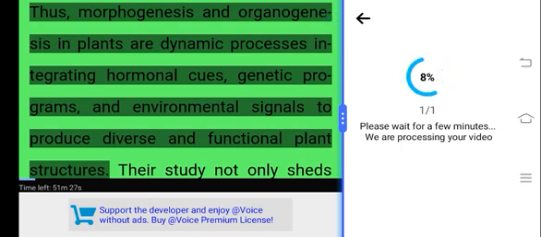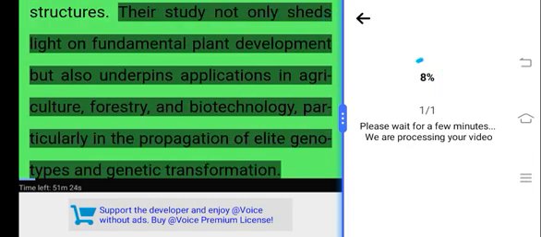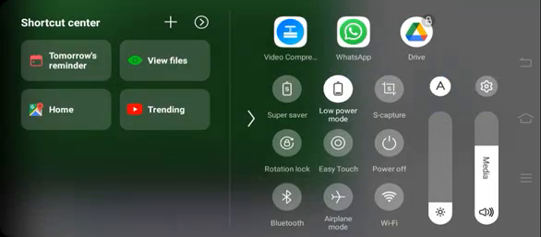Thus, morphogenesis and organogenesis in plants are dynamic processes integrating hormonal cues, genetic programs, and environmental signals to produce diverse and functional plant structures. Their study not only sheds light on fundamental plant development but also underpins applications in agriculture, forestry, and biotechnology, particularly in the propagation of elite genotypes and genetic transformation. Previous year CSIR NET questions from this topic.